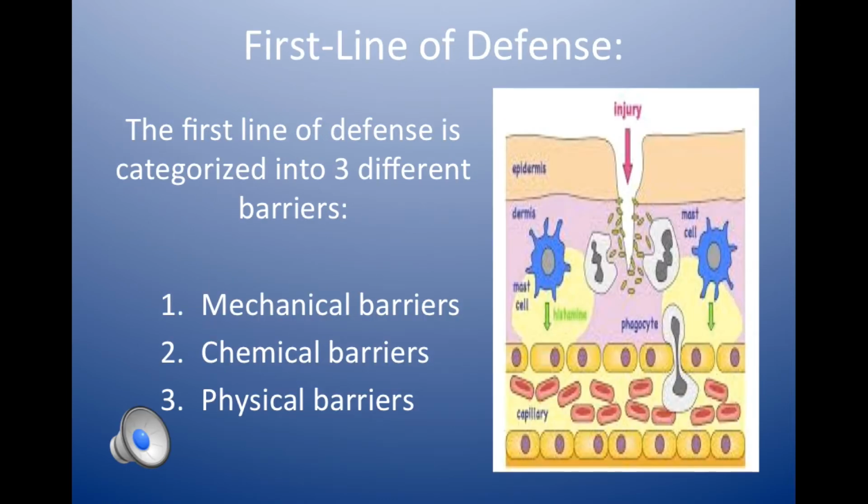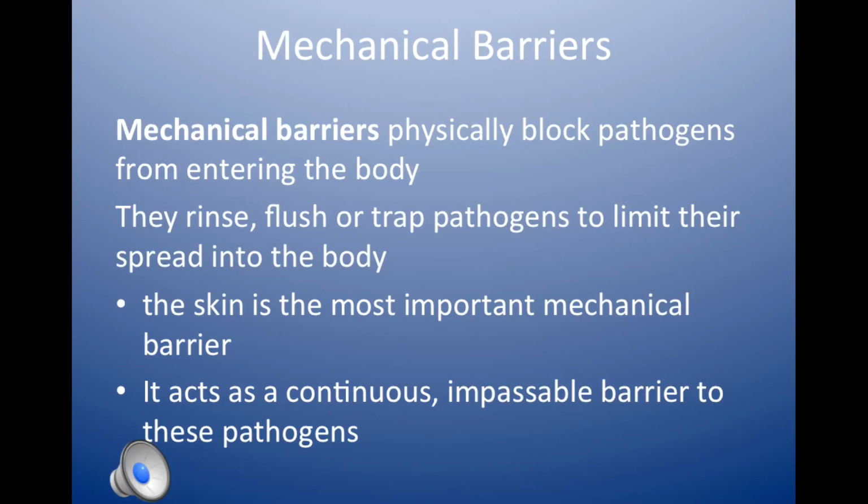The first line of defense is categorized into three different barriers in order to prevent these pathogens from entering the body. The first one is mechanical barriers, the second one is chemical, and the third is physical barriers. Today I will be telling you about the mechanical and chemical barriers of the skin.